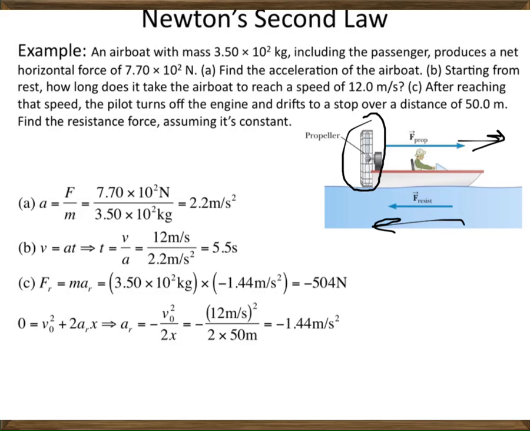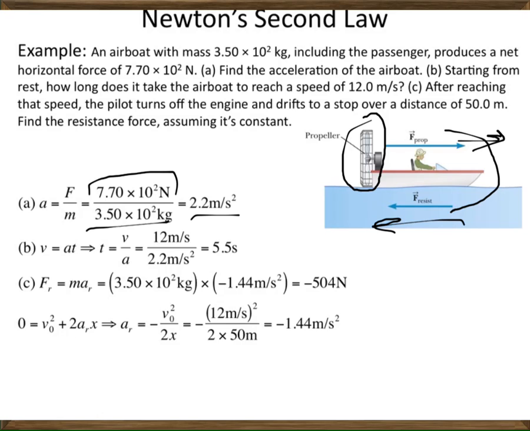But the problem gives the net force, okay? The total of the propeller force and the frictional force is given, and it is given as 7.7 times 10 to the 2 newtons. So you don't add these two forces because the sum of these two forces is already given. So just plug and chug in the a equals F divided by m equation. The mass of the boat and the buoy is also given, 3.5 times 10 to the 2 kilograms. So you find the acceleration.